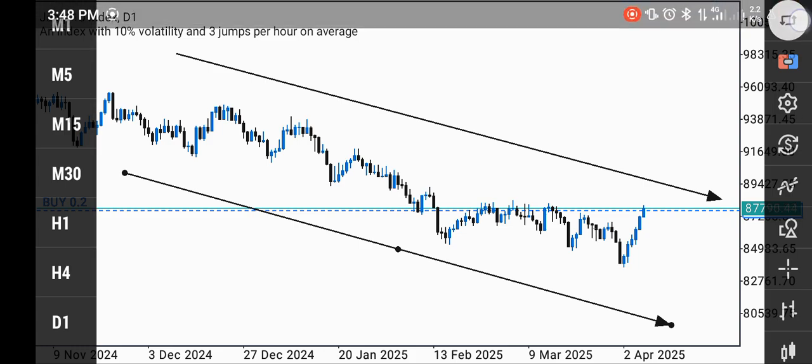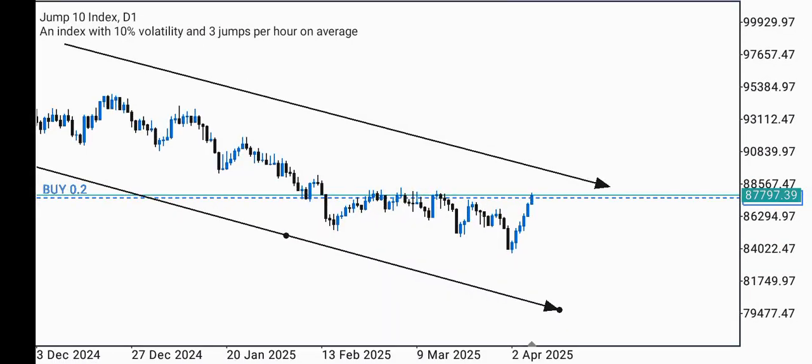I took some trades, guys. I took GBP USD sells, and I took, I think it's Jump Time. I'm actually a forex trader. So these are the two analyses I took. Just wanted to show.